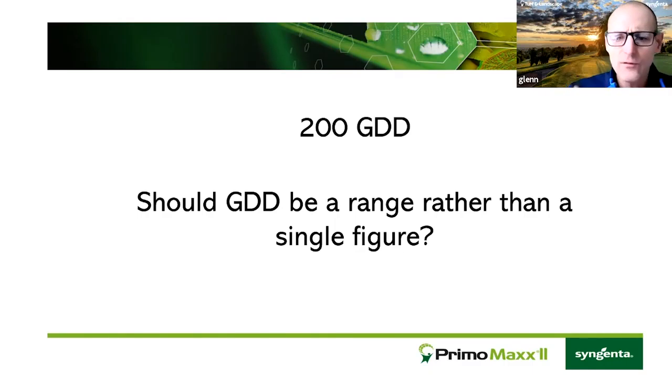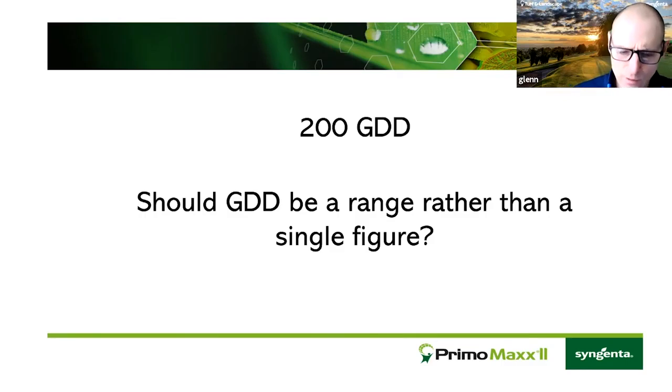But as much as I love all this science and these precise applications, I think we shouldn't get too hung up on that one figure. 200 is very, very specific. I think we should be looking at it as a range rather than a specific figure. Because the specific figure will always fall on the day where your spray operator's not there, or it's the weekend, or it's too windy, or it's too wet, or you've got a big golf competition going on and you can't get that sprayer out.